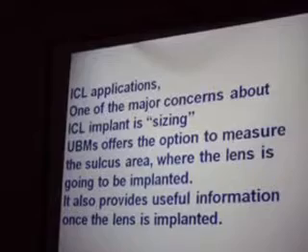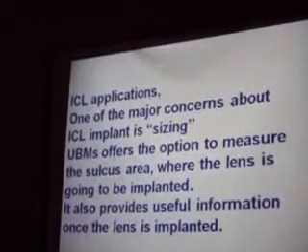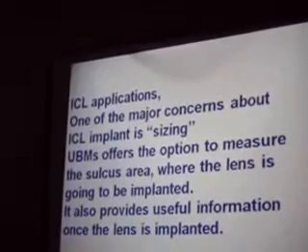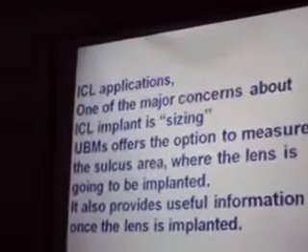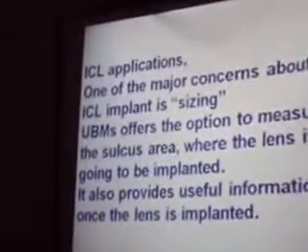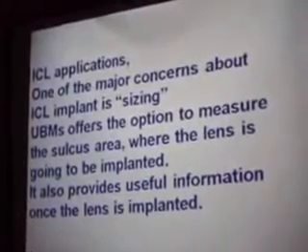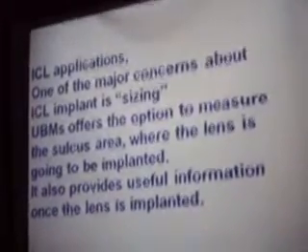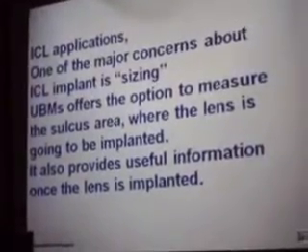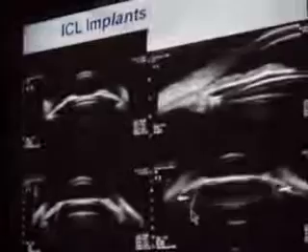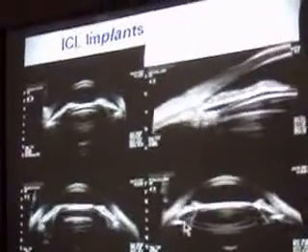One of the major concerns is sizing. UBMs offer the option to measure the sulcus area where the lens is going to be implanted. We are measuring exactly where the lens is going to be implanted. And it also provides useful information once the lens is implanted. Once you have it implanted and you are not happy with the vault, or it's too much vault, or it's really no vault, you may be able to tell why this lens is having a problem, why this patient is having a problem.